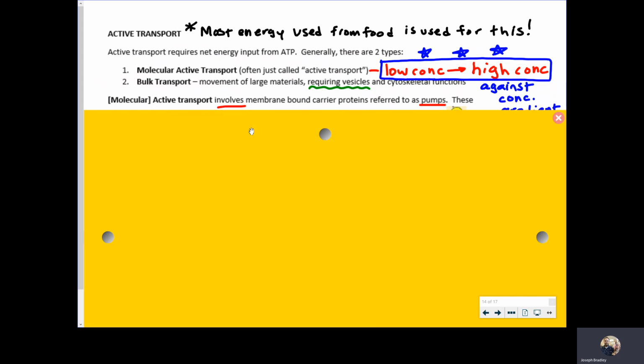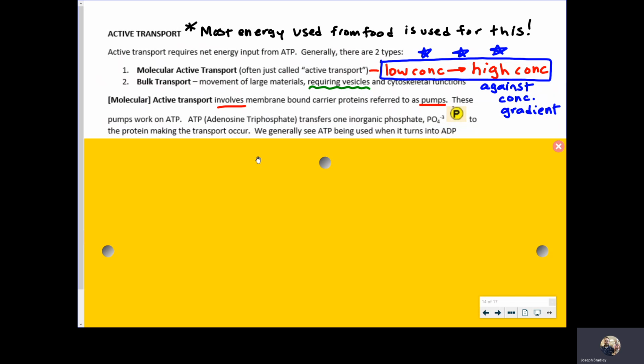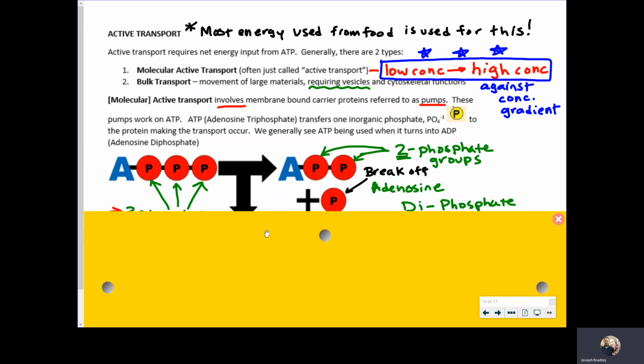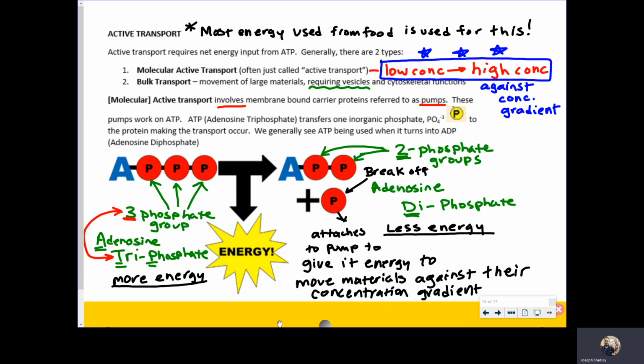Molecular active transport involves membrane-bound carrier proteins called pumps, and these pumps work on ATP. Basically, ATP gives up its phosphate group to the pump, and the phosphate is more or less the fuel for it. It kind of is an engine. Every time it gains a phosphate, the pump works. It pumps a certain amount of material through. So here's your ATP, here's ADP. When the phosphate is added to the pump, it gives it the energy to move the materials against their concentration gradient.